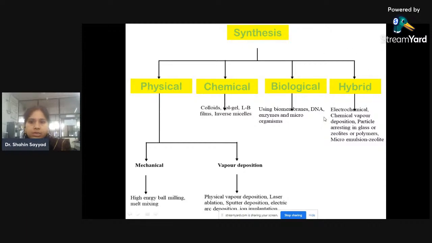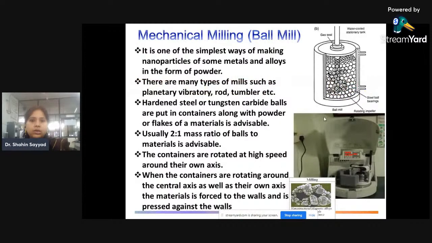Okay, we will see some of the synthesis methods. One is the mechanical milling, that is a ball milling method. So here you can see a figure.